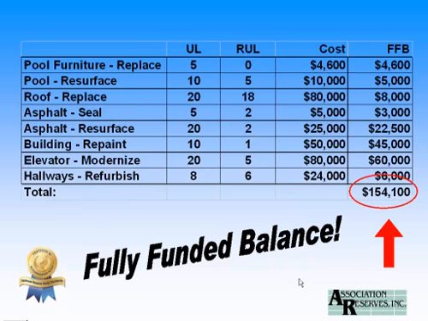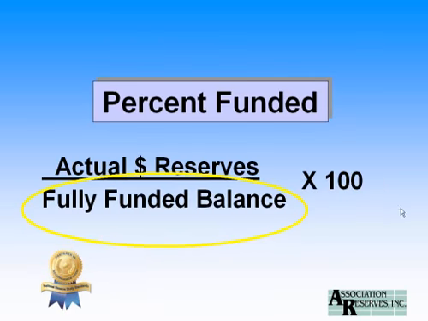Okay, doing the same simple calculation for each reserve component allows you to calculate this year's fully funded balance for the association. For this reserve component list, this year, the fully funded balance, representing the deteriorated value of the reserve components, is a little over $154,000. But the question still remains, does the association have enough? And this is answered when you compare the association's actual reserve fund balance to its fully funded balance.